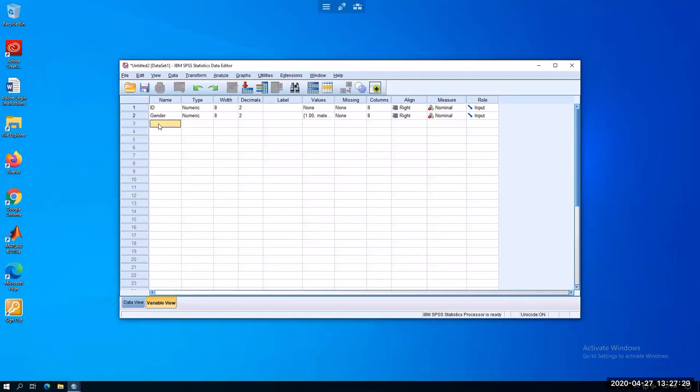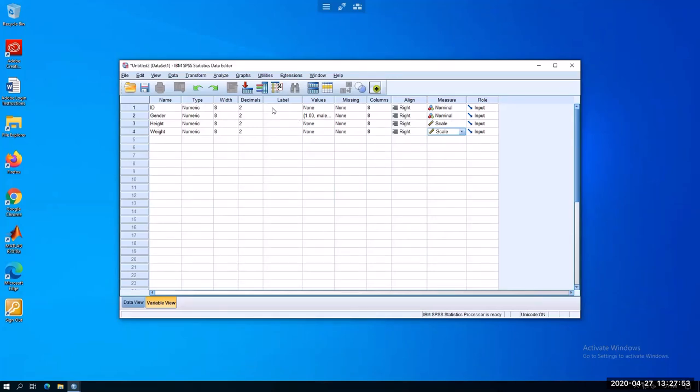Okay, the third variable will be height. And we want it to be a scale variable. And the fourth one, weight. And it will also be a scale variable. Height, weight, okay.